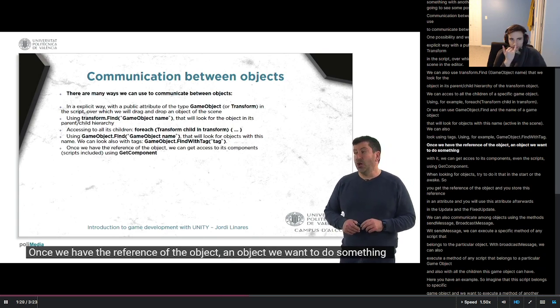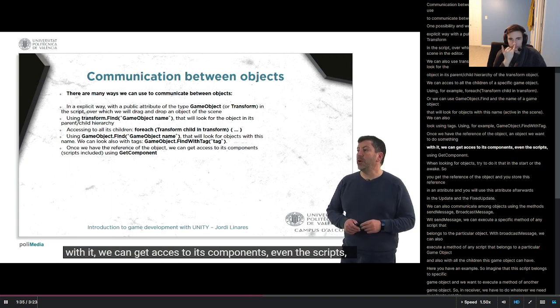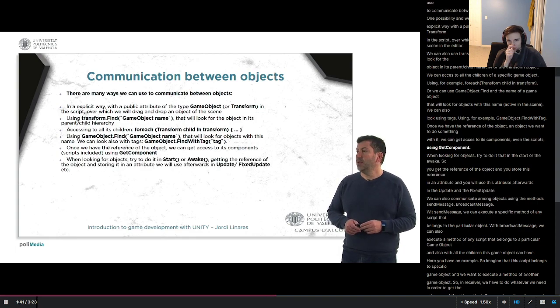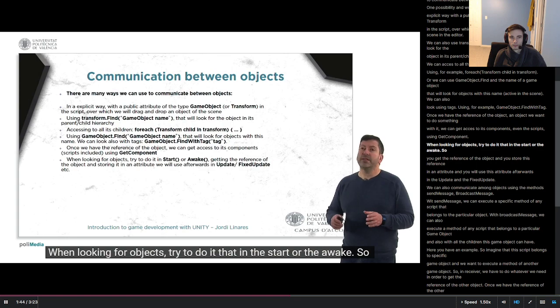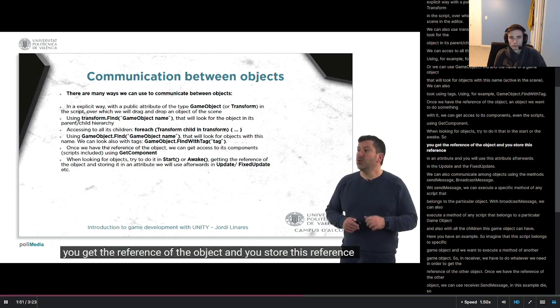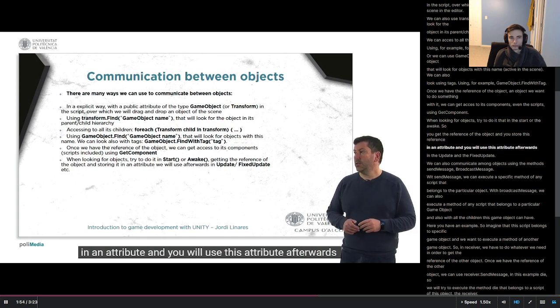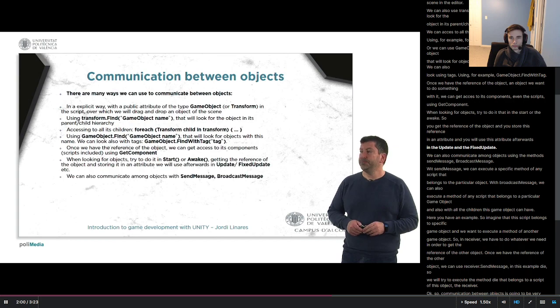Once we have the reference of the object we want to do something with, we can get access to its components, even the scripts, using getComponent. When looking for objects, try to do it in the start or the awake, so you get the reference of the object and you store this reference in an attribute. And you will use this attribute afterwards in the update and the fixedUpdate.